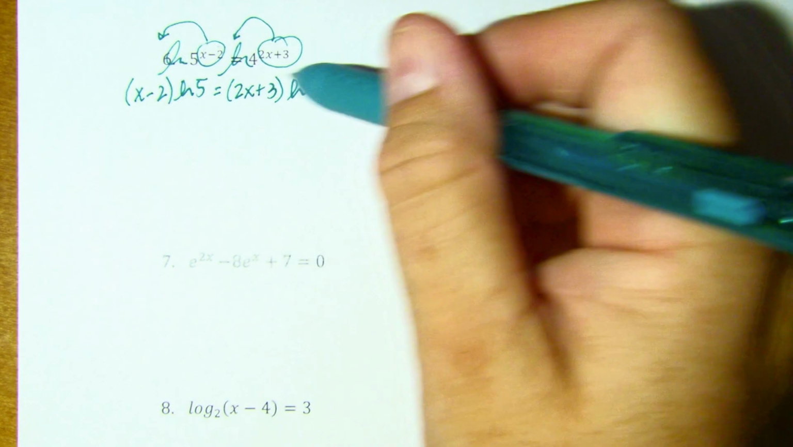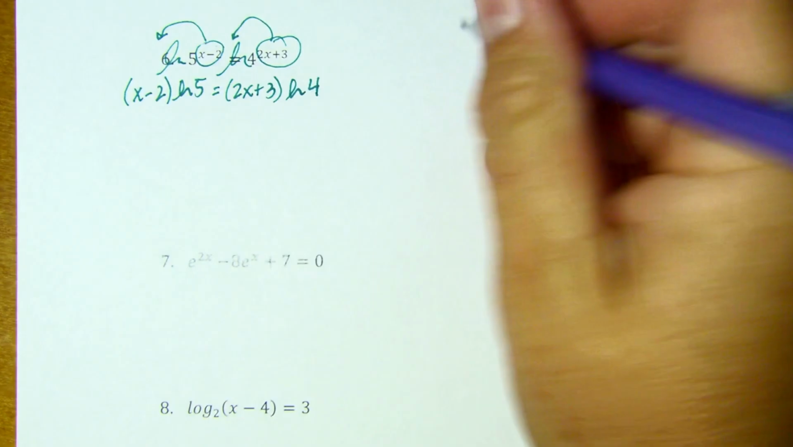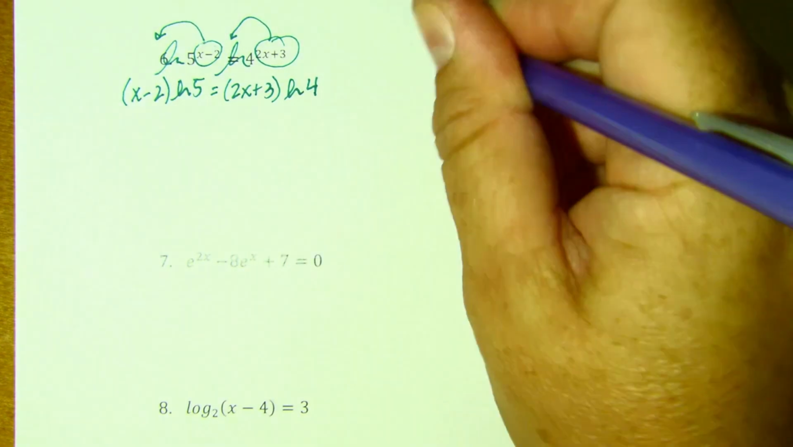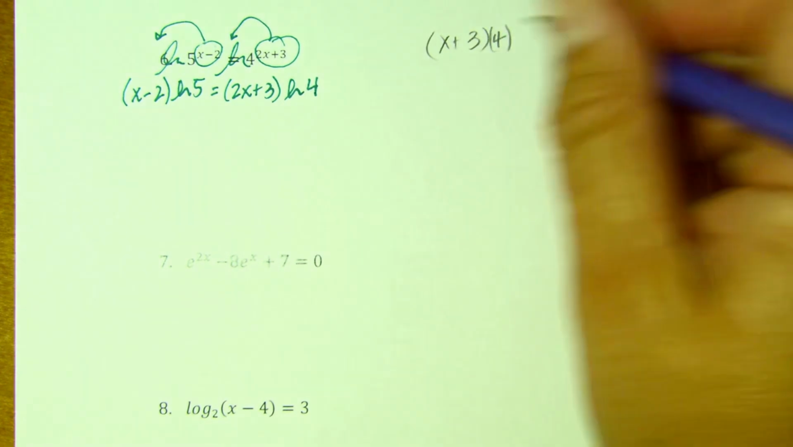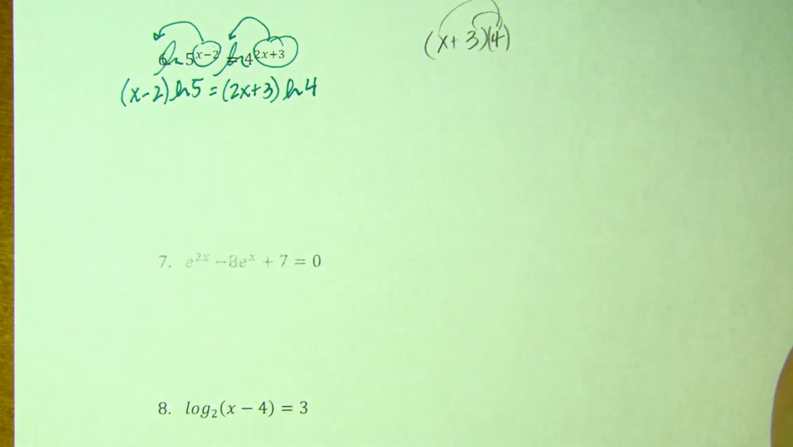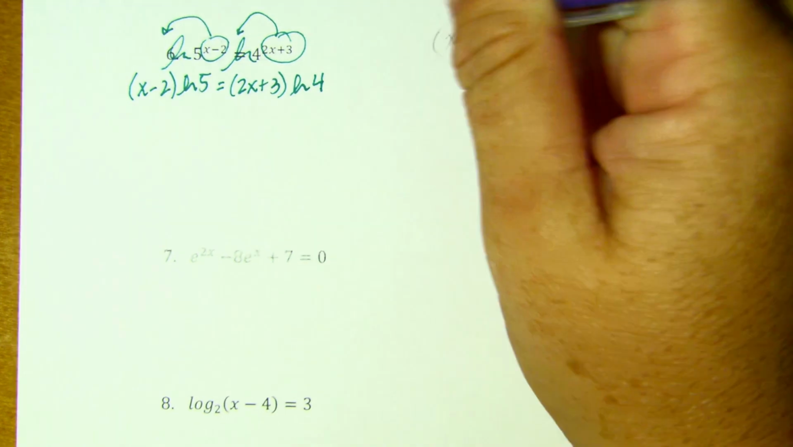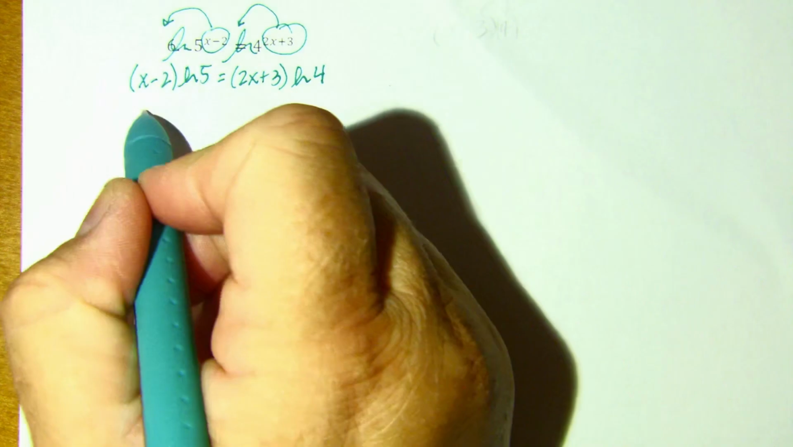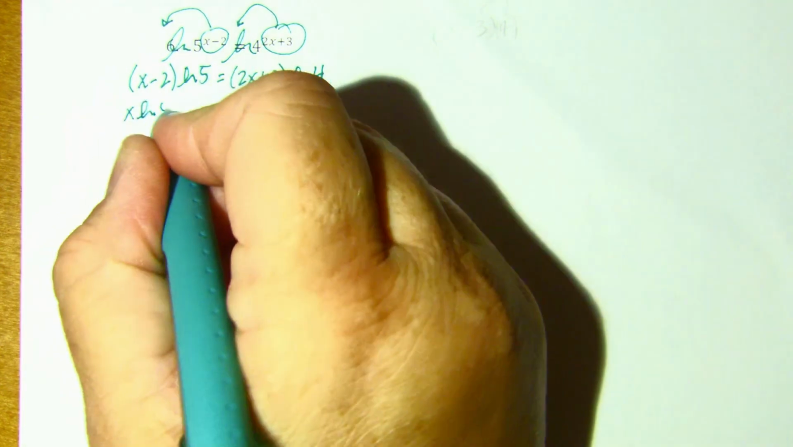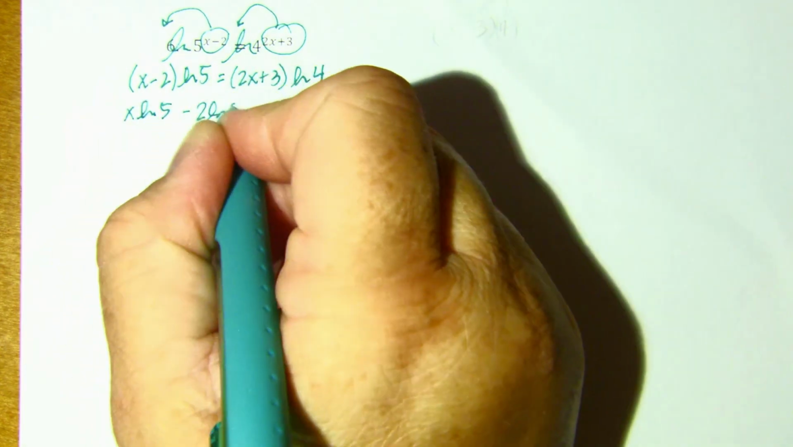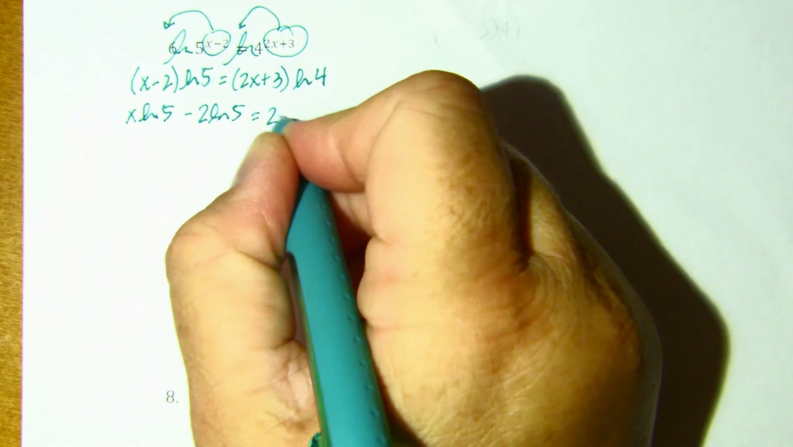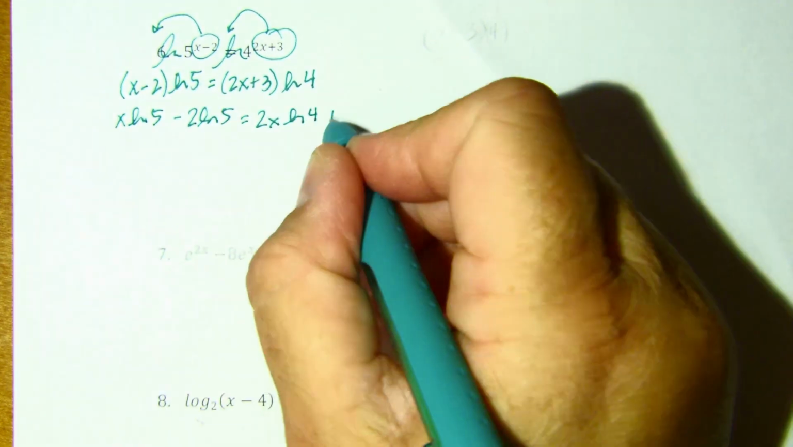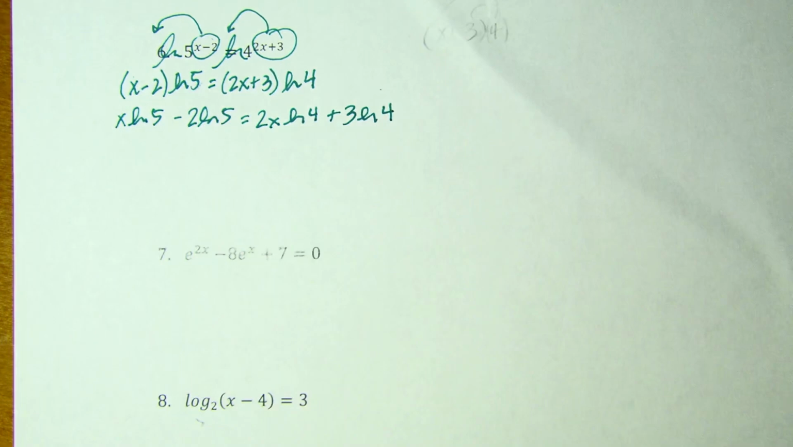And in this case, if I had something like x plus 3 times 4, I would distribute the 4 onto both of those terms. And so what I need to do then, since natural log of 5 and natural log of 4 both just represent numbers, this needs to be distributed onto both of those terms. So I have x natural log of 5 minus 2 natural log of 5 equals 2x natural log of 4 plus 3 natural log of 4.